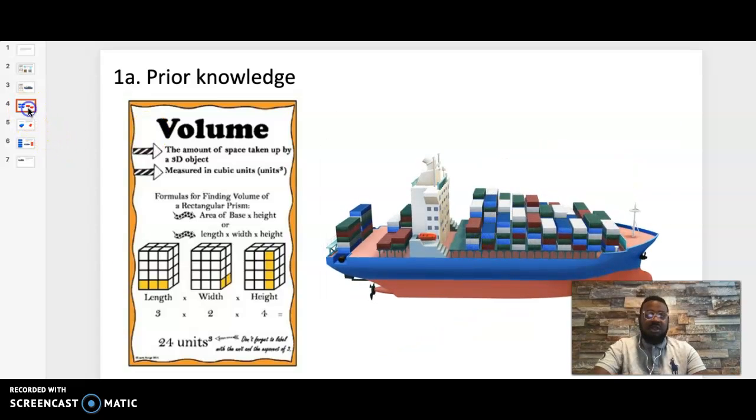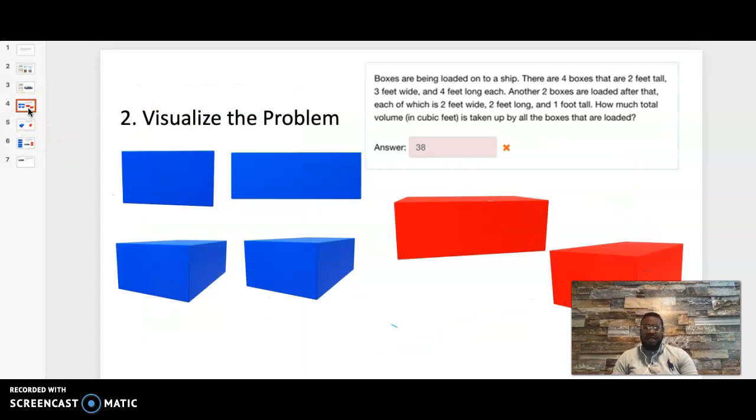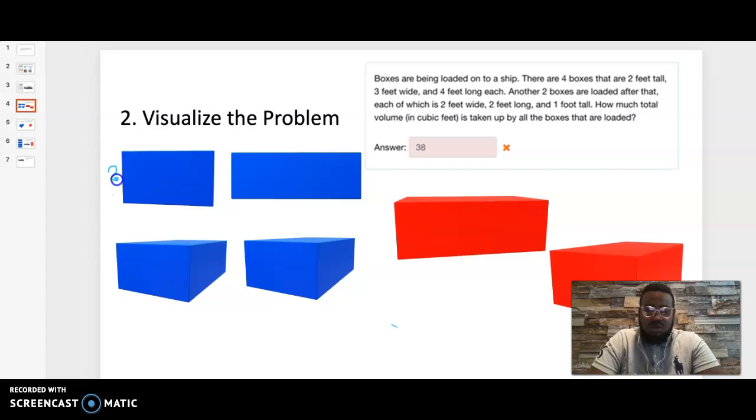All right, so here we go. So let's visualize the problem. So we have 4 boxes that are 2 feet tall, 3 feet wide, and 4 feet long. So our 4 boxes are here, these blue boxes, and we know that they are 2 feet tall. We know they are 3 feet wide, and they have a length to them also.